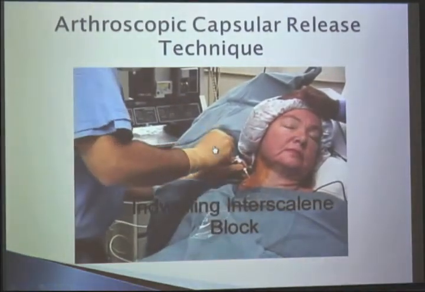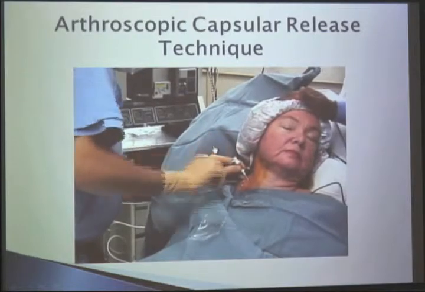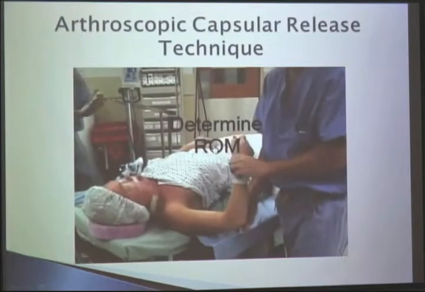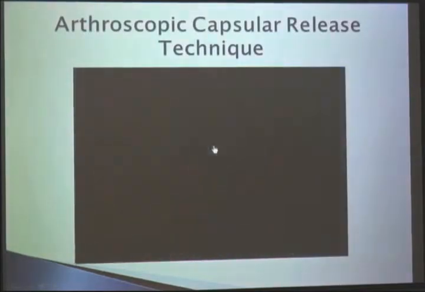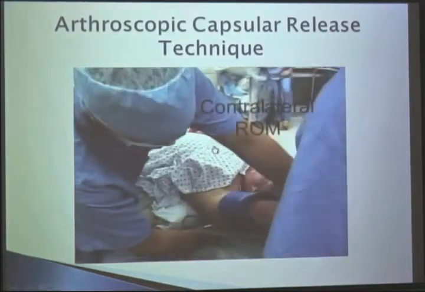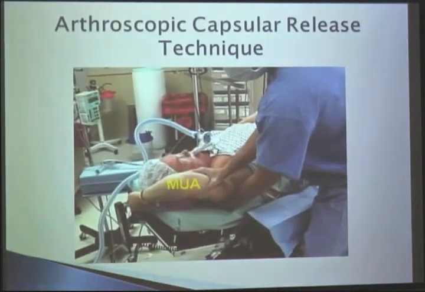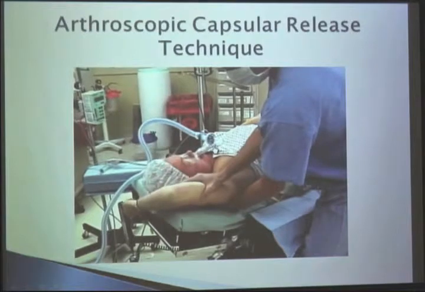Indwelling interscalene block is critical. You have to have good postoperative pain relief. So if you don't have an indwelling catheter, you're not going to take advantage of that. You determine their motion. You look at the other side because obviously you'd like to see what you expect to achieve. And I do a manipulation, but that's just a precursor to the release.